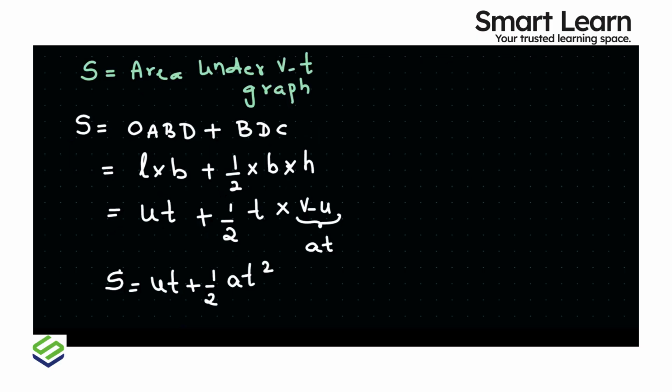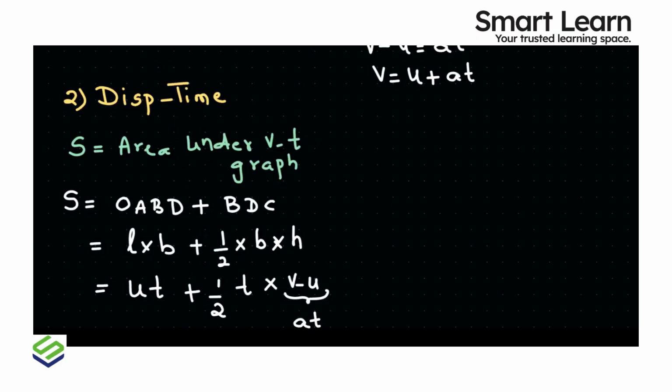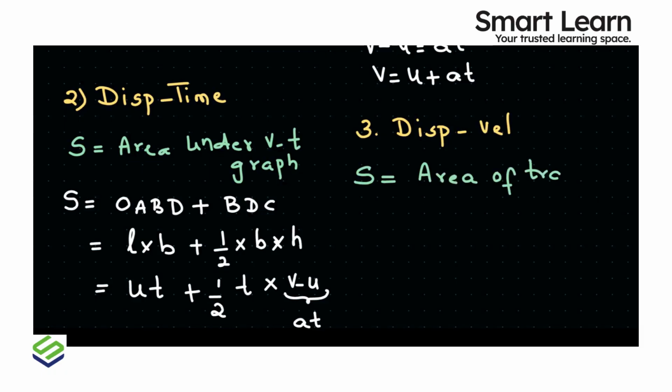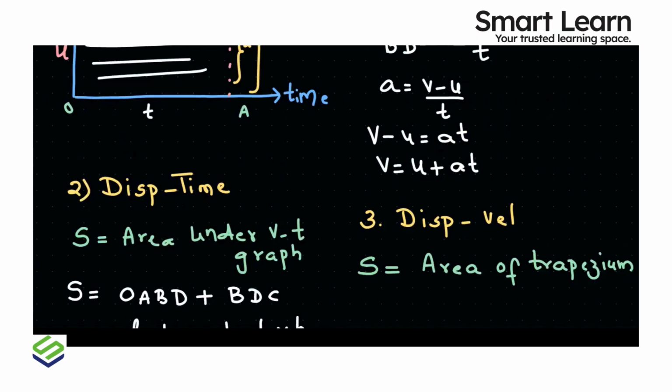Moving to the third one. The third one is also the same concept, but it is the displacement velocity relation. Time will not come. So you know that S is equal to the area under the VT graph, but I will take the whole area. That is, I will take it as a trapezium. I will not divide it into rectangle and triangle. So what is the area of the trapezium OACD?